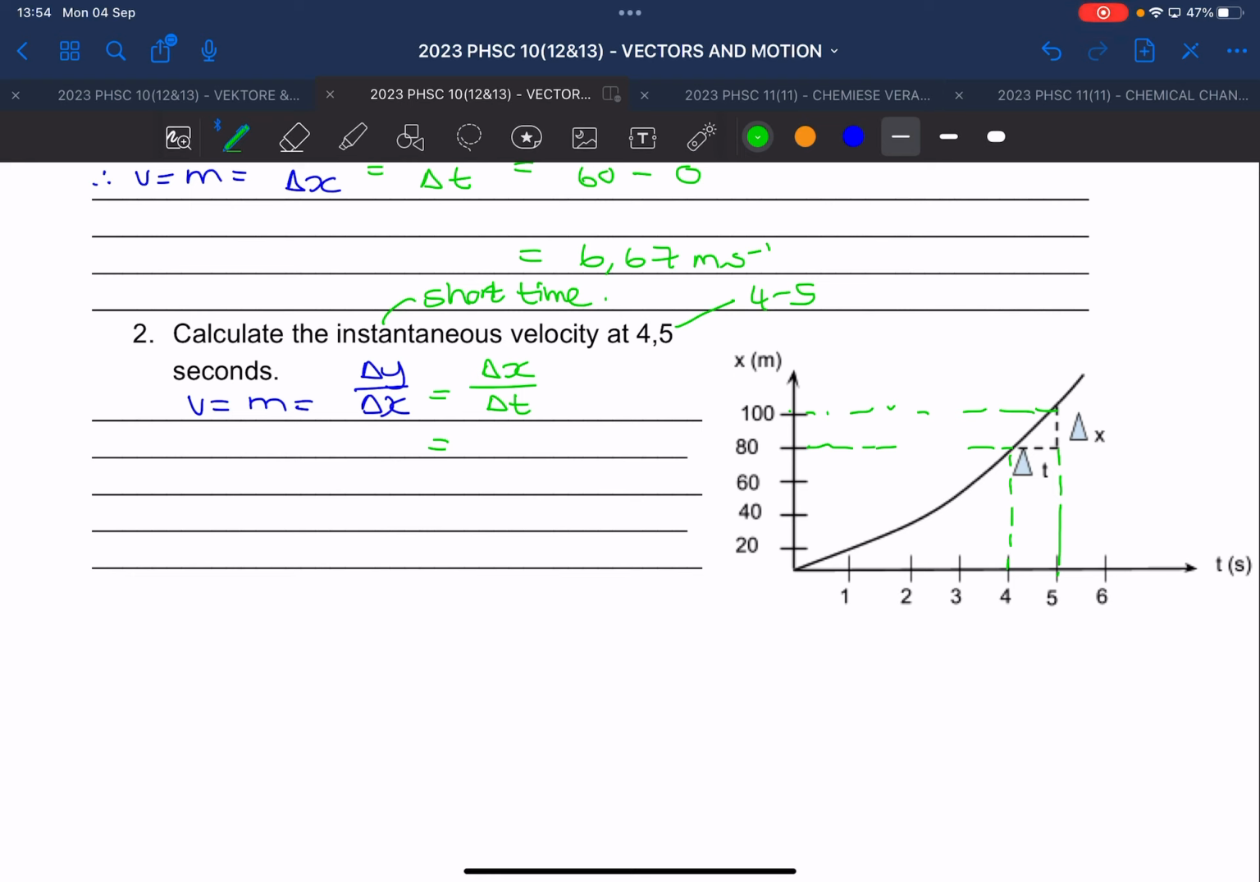Okay, so Sipa Batso, what are you going to fill in there? What minus what? Aren't you going to say 100 minus 80? Yes. Then 5 minus 4. Mooi. Lesedi, are you on it? What do you get? In your head. Yes? 20 what? Dankie. 20 meters per second.